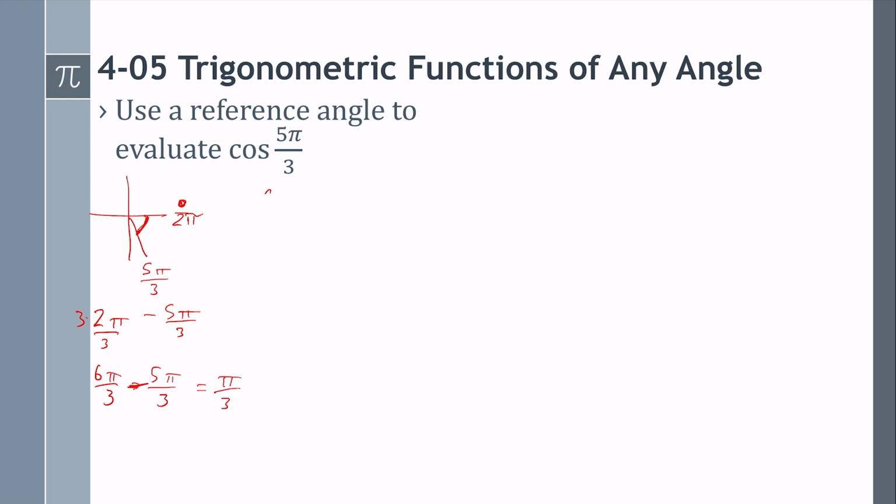So then what we'll do is we'll use the reference angle and the unit circle. Okay, so cosine of pi over 3 is here. That point is 1/2, square root of 3 over 2. Cosine is the x. So that is 1/2.